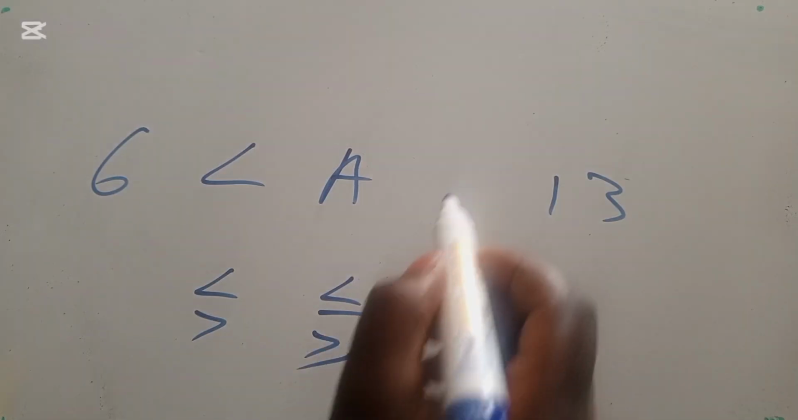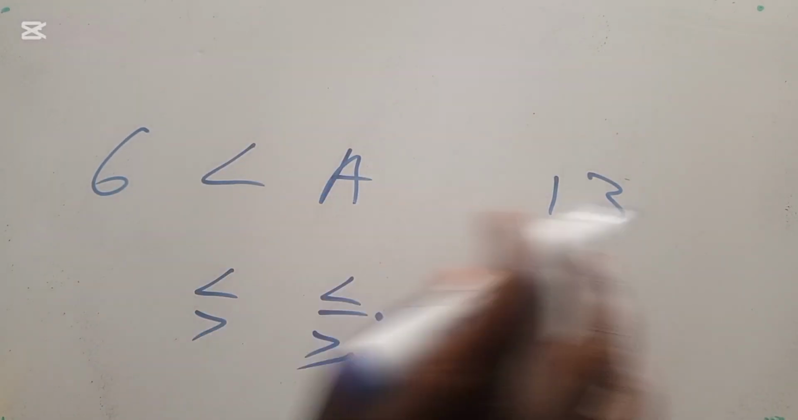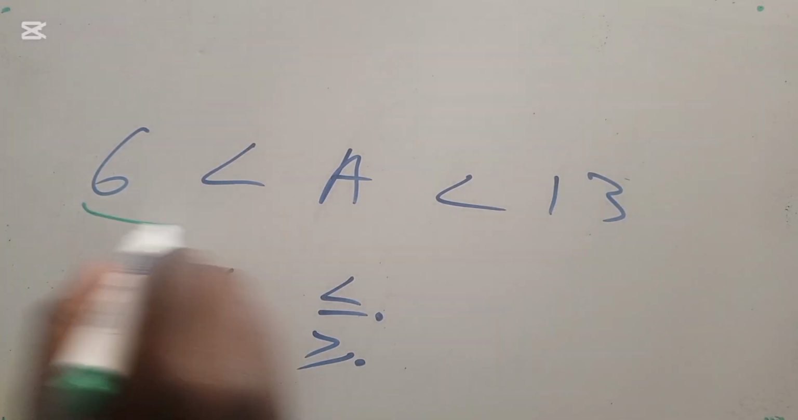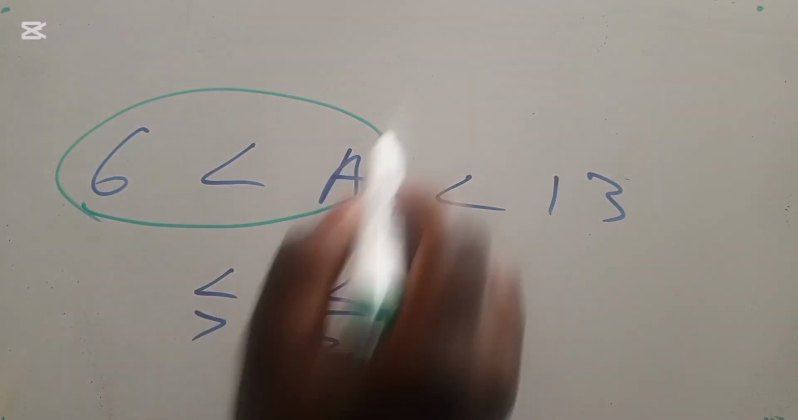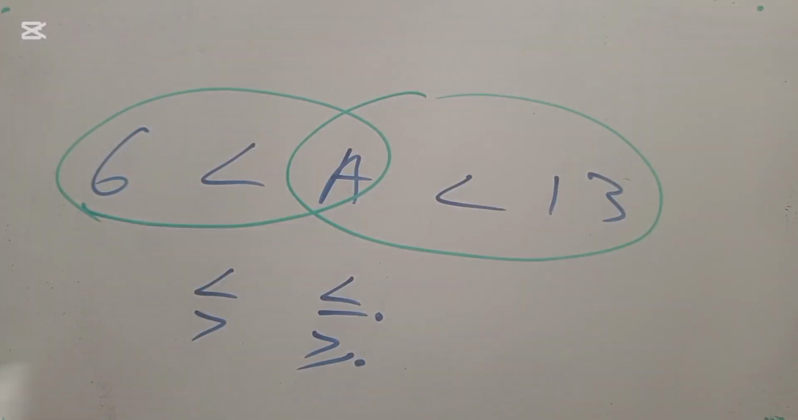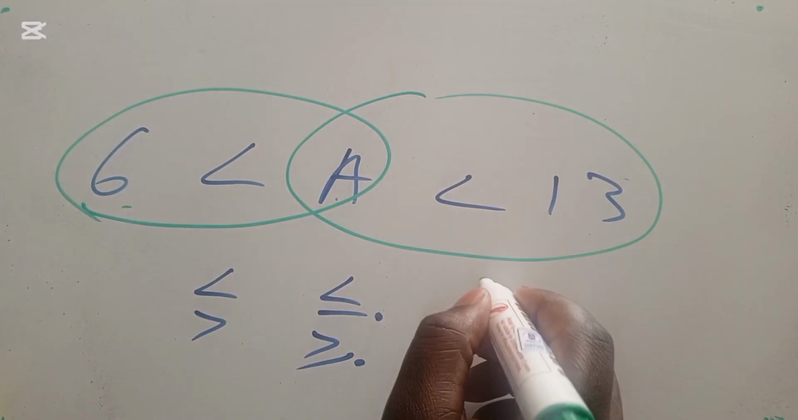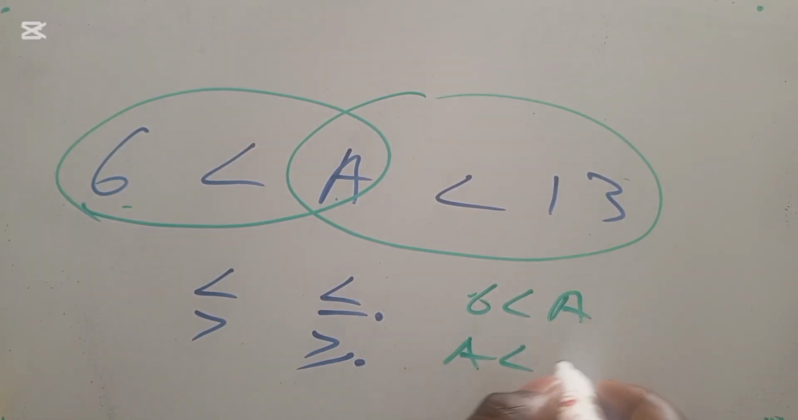13 is also greater than A. So A is less, because you are reading this one. You can compound inequalities. You are supposed to read like this: you can say 6 is less than A and A is less than 13. You understand? So 6 is less than A. If you were to split this, you would say 6 is less than A and A is less than 13.